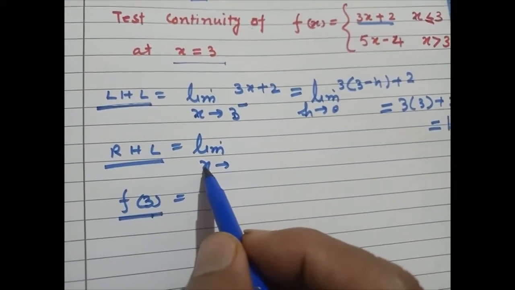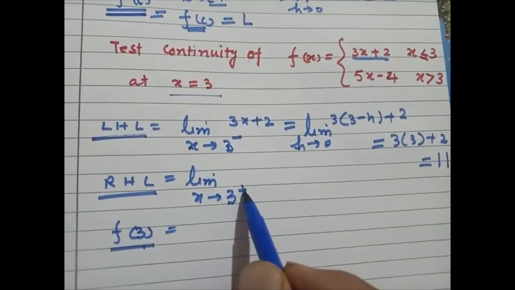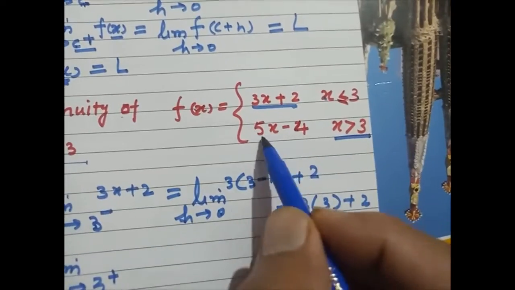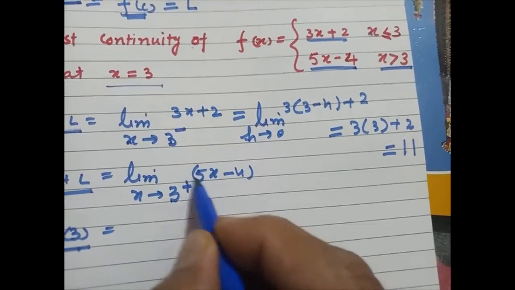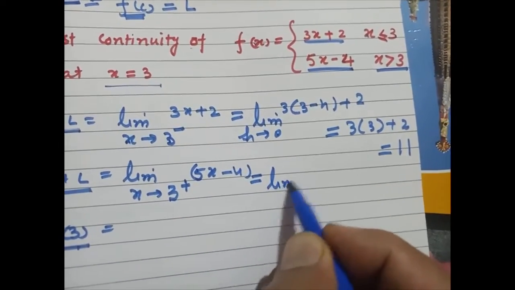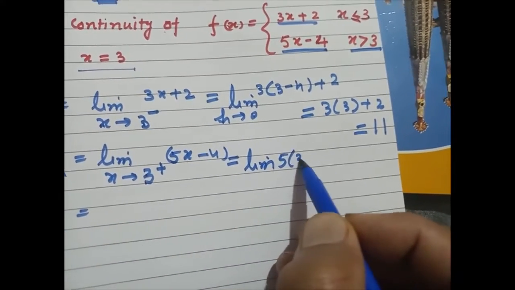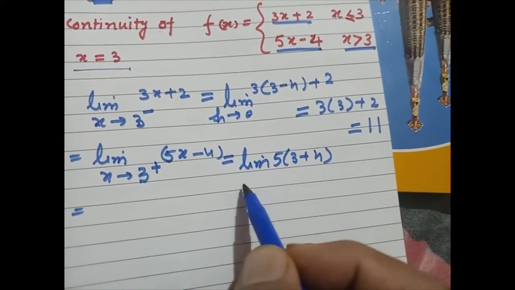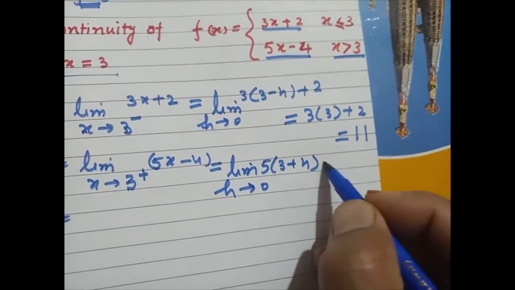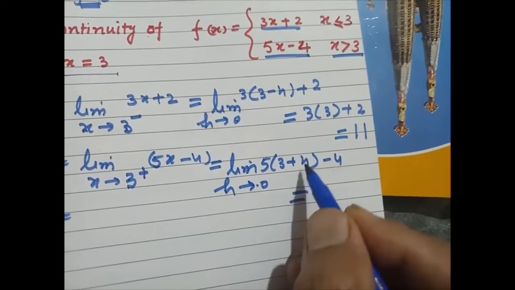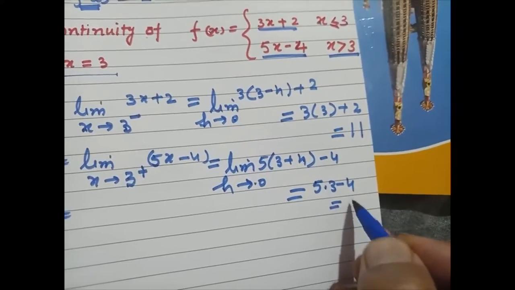Right hand limit. Limit x tends to 3 plus stands for x is greater than 3. For greater than 3, the function is 5x minus 4. So it is 5x minus 4. In the limit, in place of x, we put 3 plus h. So 5 times (3 plus h), where h tends to 0. Now put the value of h equal to 0. So what is the answer? 5 into 3 minus 4. 15 minus 4, that is 11.